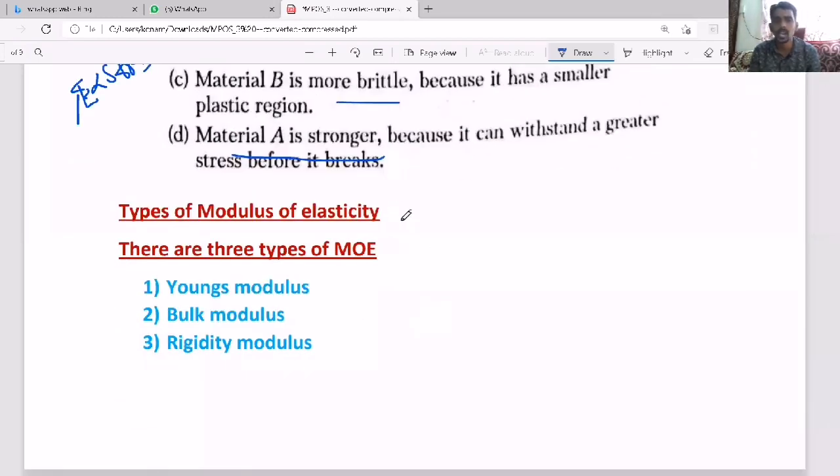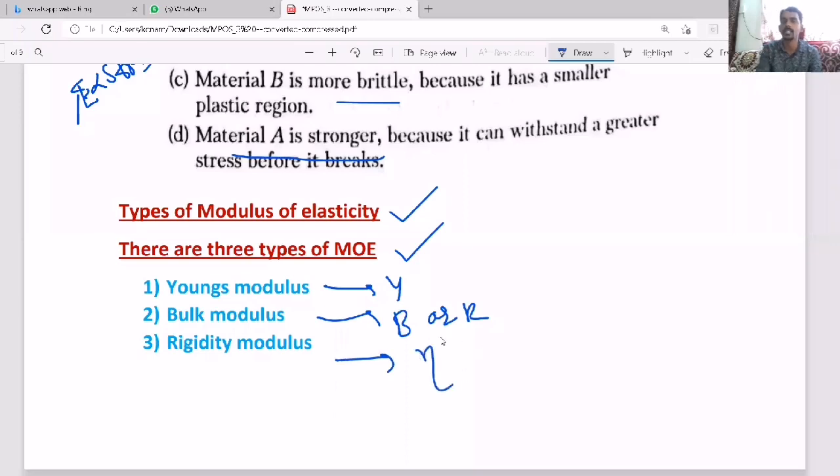Now the next thing, as I said, types of modulus of elasticity. We have already said there are three types: Young's modulus Y, bulk modulus B or K, and rigidity modulus eta. Now, Young's modulus is when length changes. When length changes, the corresponding stress by strain is called Young's modulus. That means longitudinal stress by longitudinal strain.